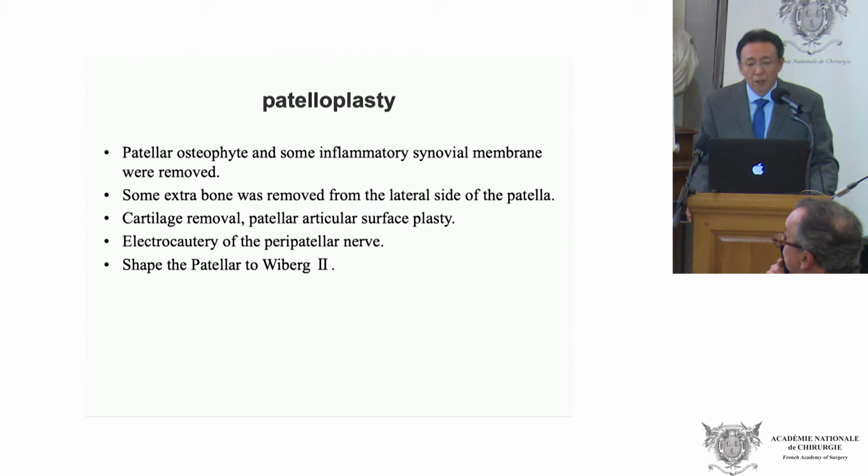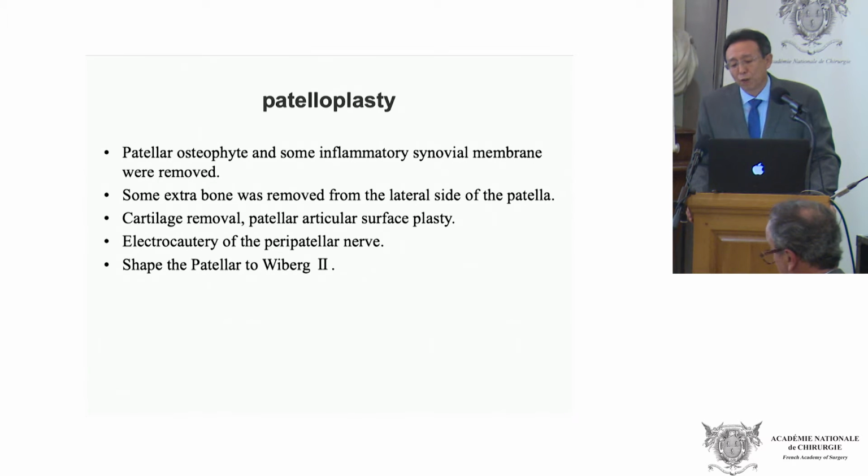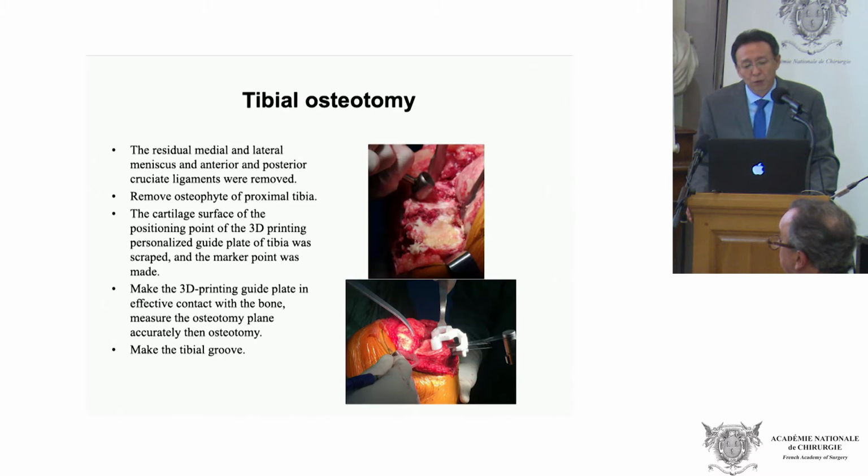Patelloplasty. Patellar ossified parts and some inflammatory synovial membrane were removed. Some extra bone was removed from the lateral side of the patella. Cartilage removal and patellar articular surface plasty. Denervation of the peripatellar nerve. Shape the patella to Weber 2.